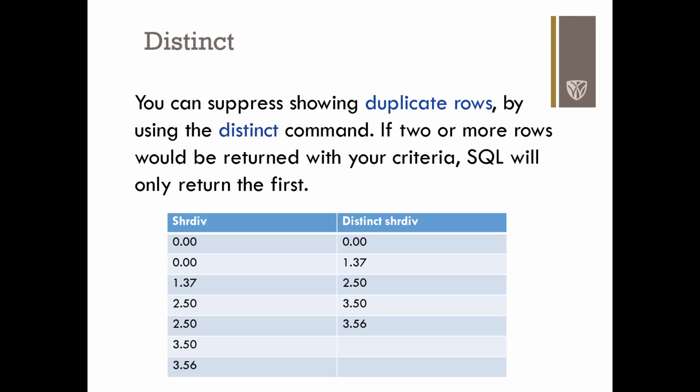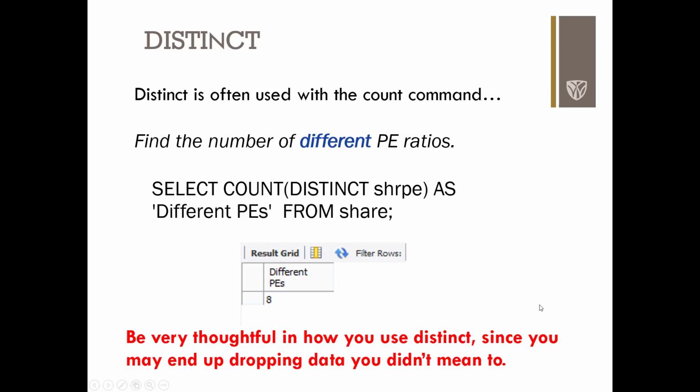Okay, then finally, if we have a situation where you've got duplicate results being displayed and you don't want those duplicate results, you can use the distinct command. So in this case, we're showing the share dividend, and we can see we've got 2 that are 0 and 2 that are 250. And let's say we're only interested in showing all the distinct ones or different ones. We can use the distinct share div command, and that'll display it for us.